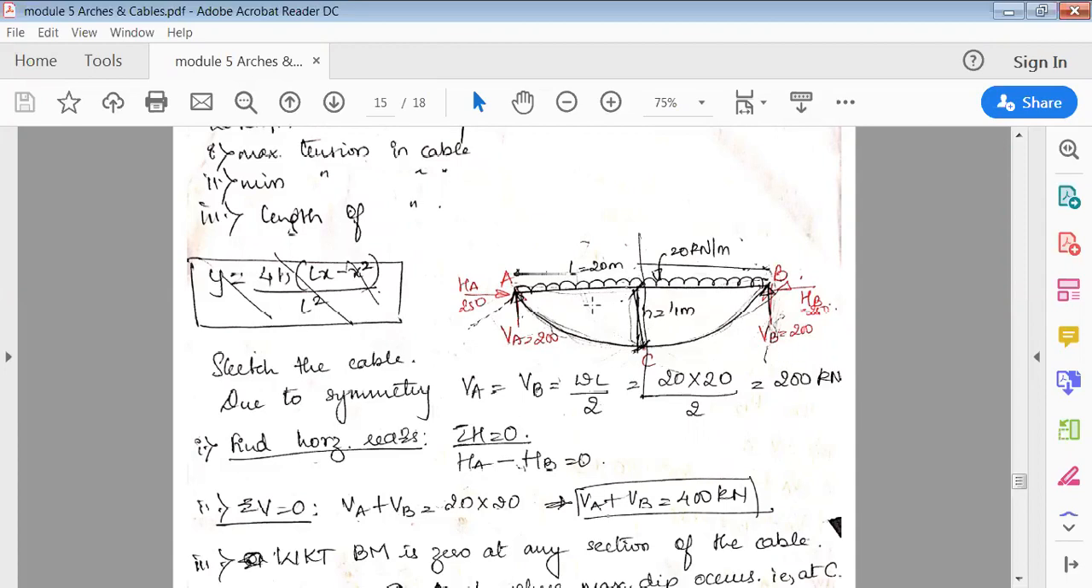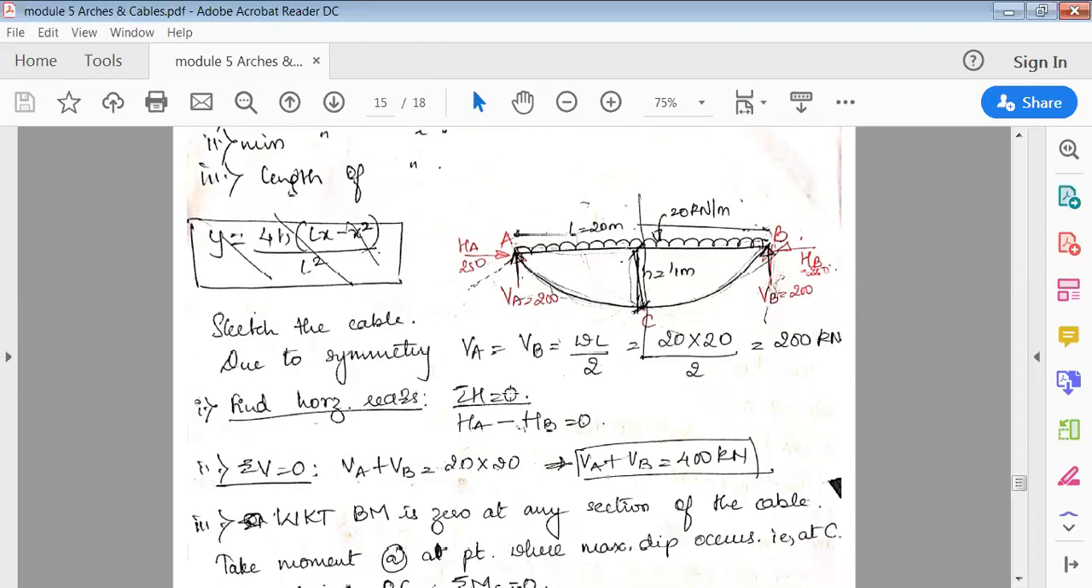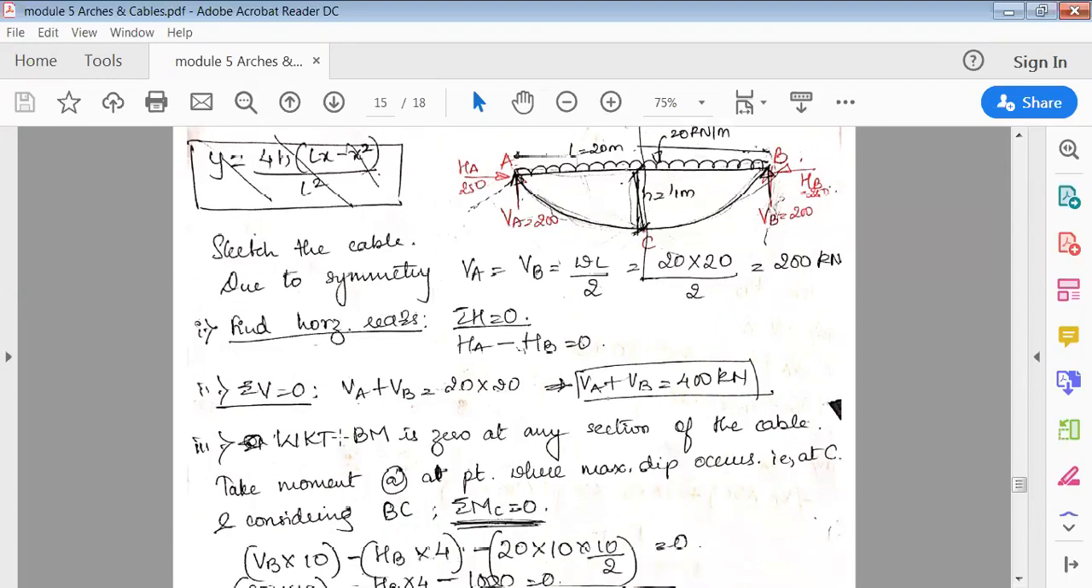So it is 400 divided by 2. So 200 upward, 200 upward. Okay, next, find this HA and HB. Now you know that we have these three equilibrium equations.